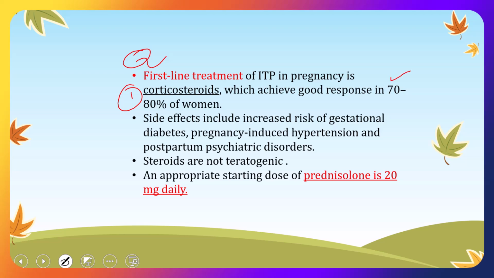If we are giving some drug, we usually think about the side effects of that drug. The corticosteroid side effects include increased risk of gestational diabetes, pregnancy-induced hypertension, and sometimes postpartum psychiatric disorders can occur. And we all know that steroids are not teratogenic. The appropriate starting dose of prednisolone could be 20 milligrams per day. So you have to remember that the first line treatment for ITP is steroid, that is prednisolone.